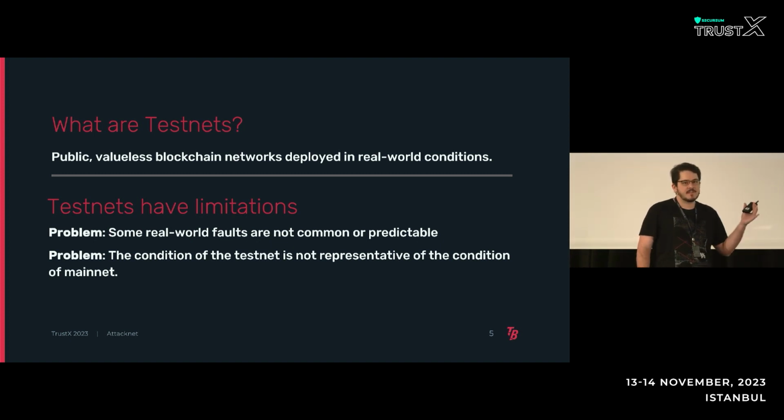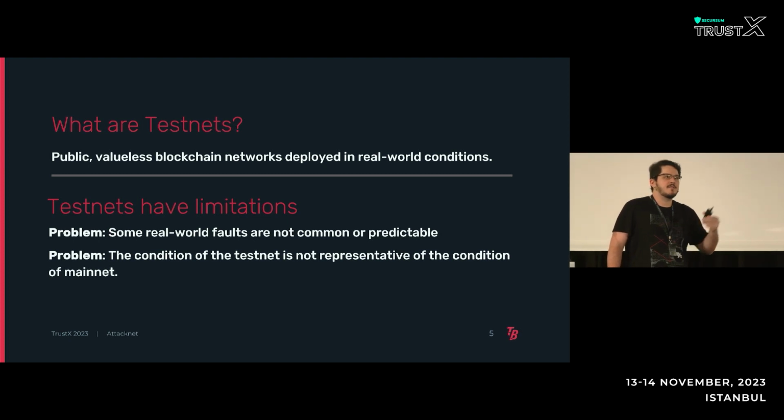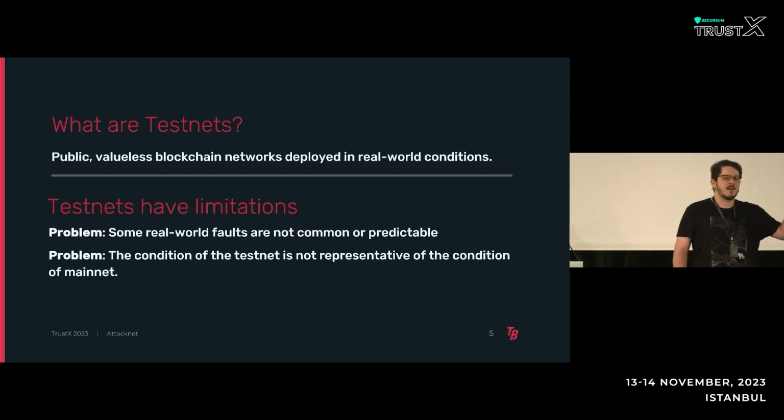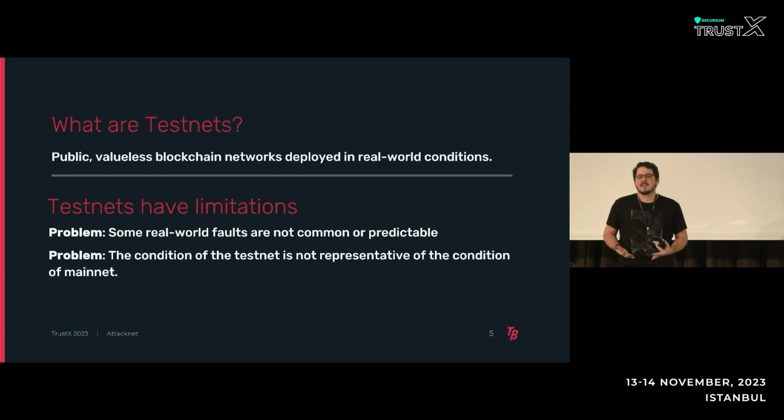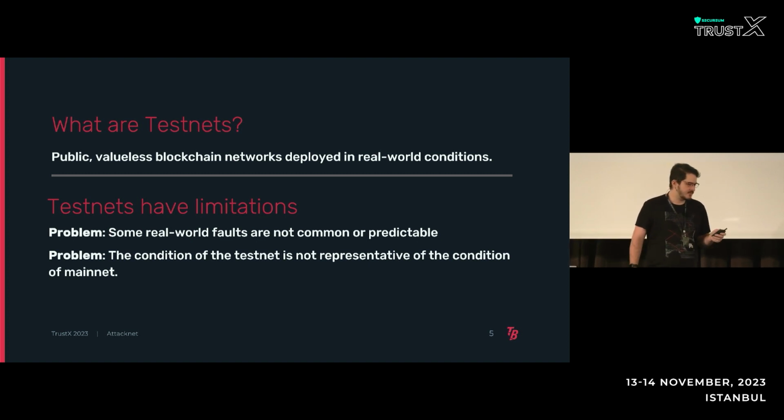This can be improved over time, but it's one of those unknown unknowns. You don't know what conditions are important to reproduce on the testnet until you run into an issue on the mainnet, and you say, okay, well now we have to reproduce this on the testnet because it's clearly something important that we need to test for.